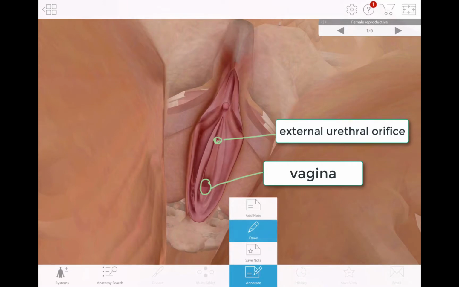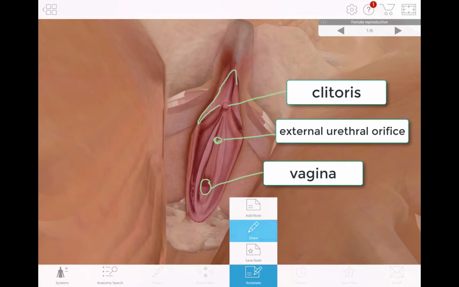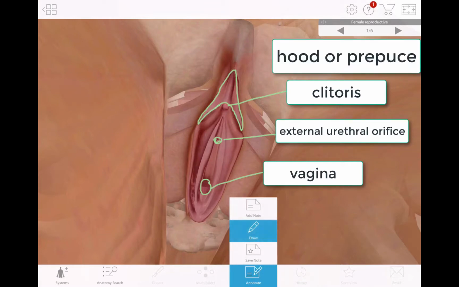And then we have several other structures that I want to point out to you. One of these is this little guy right here. That's the clitoris. And the clitoris is dense with nerve endings. It's analogous to the tip of the male penis, and it's involved in sexual arousal. So we can further divide the female genitalia into a couple more points. If we look at this part right here, the common term for it is the hood, but its actual anatomical term is the prepuce. This is analogous to the male foreskin.